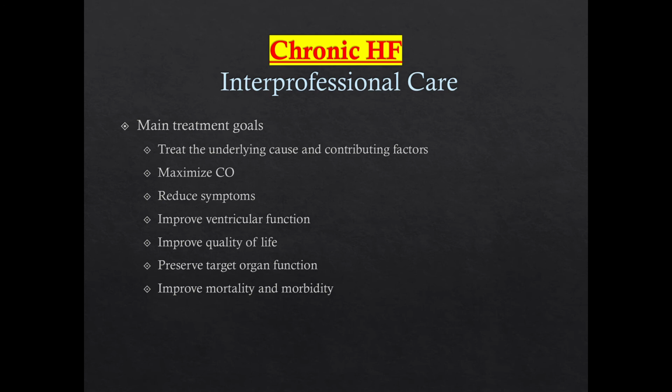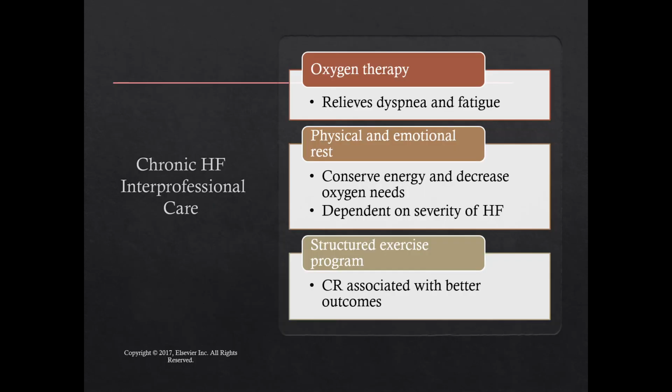Now we're going to professional care for chronic heart failure. I'm not going to repeat this. The main goal for all heart failure, right, is to treat the underlying cause, try to solve for the problem, maximize cardiac output, reduce the symptoms. So if they're having breathing symptoms, maybe an inhaler. If they're having pain, maybe some morphine or some medication. We want to try to improve their ventricular function, overall improve their quality of life, try to preserve target organ function, make sure the kidneys are able to work, the liver as well, and hopefully try to improve mortality and morbidity risks over and beyond that. So that's what we need to do.